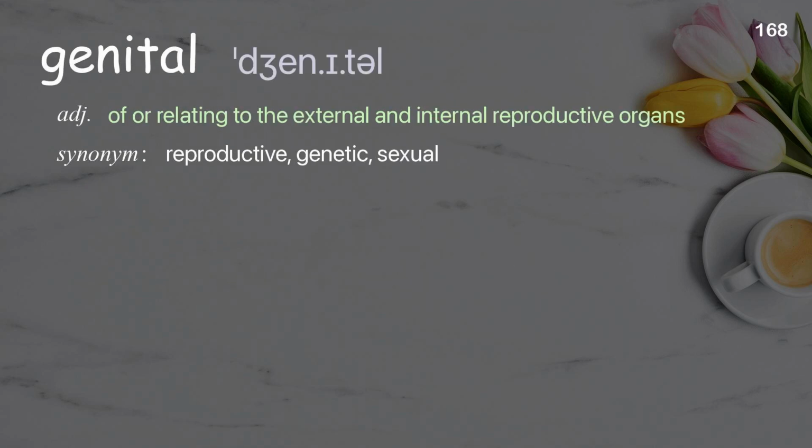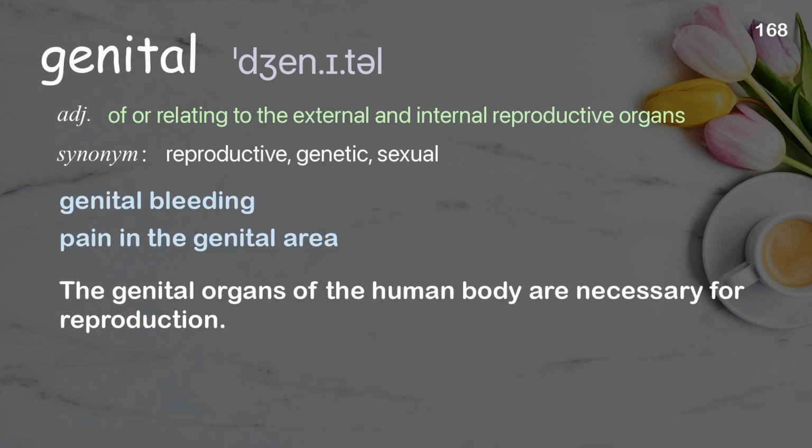Genital. Of or relating to the external and internal reproductive organs. Examples: Genital bleeding. Pain in the genital area. The genital organs of the human body are necessary for reproduction.